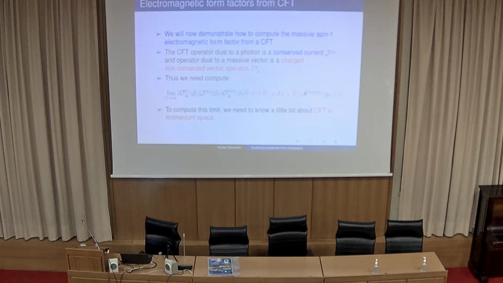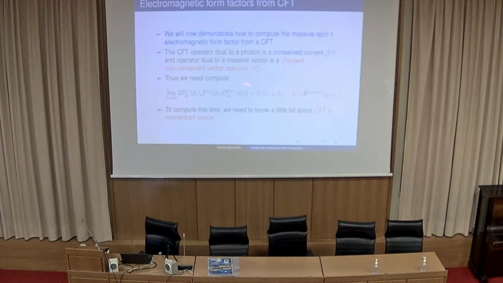So the photon corresponds to a conserved current, and we have a massive vector boson. So this corresponds to a non-conserved vector operator. If I want to know the form factor, then I need to compute this 3-point function of the CFT. So I have two non-conserved vectors and one conserved current, and I need to take the limit L to infinity, as I described earlier, and that should give me this energy-momentum preserving delta function times the scattering amplitude, including polarization vectors and everything.